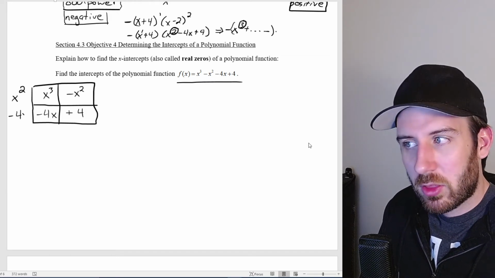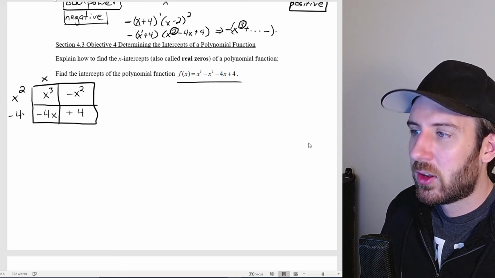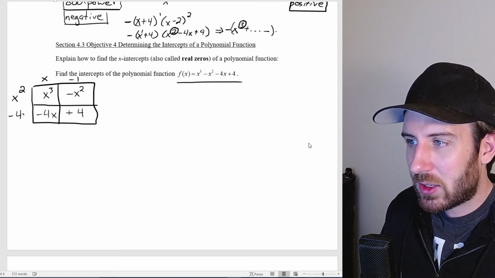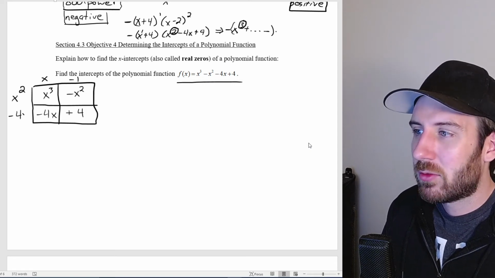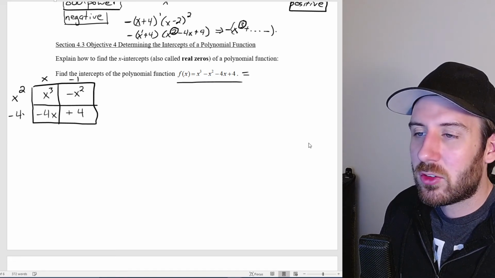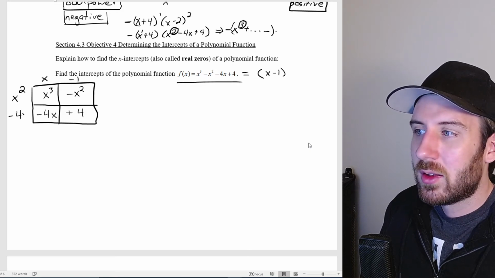And then we could say, okay, what are the things that need to go on top to make this true? Well, what times x squared gets me x cubed? That would be an x. What times x squared gets me a negative x squared? That'd be a -1. And I believe this is going to work out. -1 times -4 gets me +4, and x times -4 gets me -4x. Okay, so we can write this entire thing in its factored form as x minus 1 times x squared minus 4.